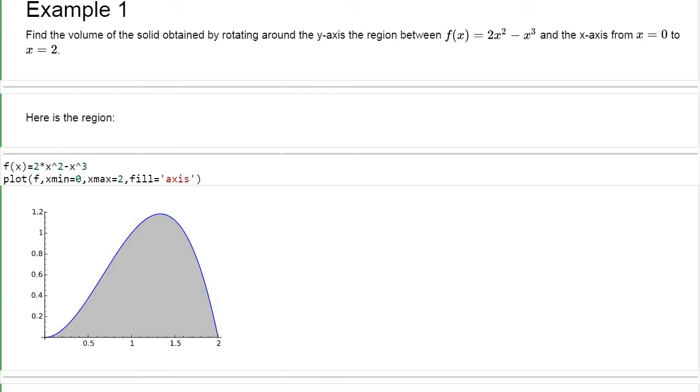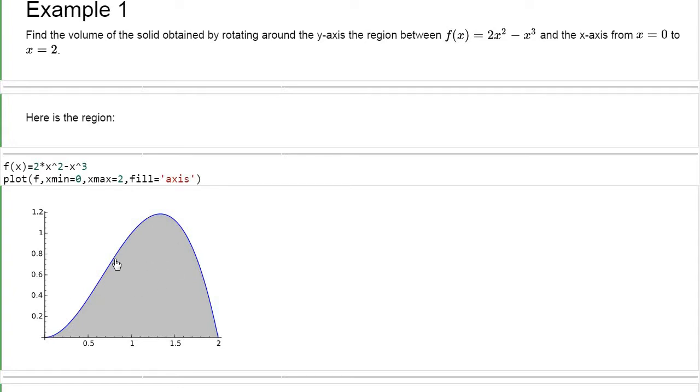Okay, if I was going to do this with washers, I would have to take my cross sections perpendicular to the y-axis because I'm rotating around the y-axis. So my cross sections would look like a little line segment here at some given y. Let's say y was 0.8. You take the little line segment here at y equals 0.8. You'd rotate that around the y-axis and you'd get a washer.